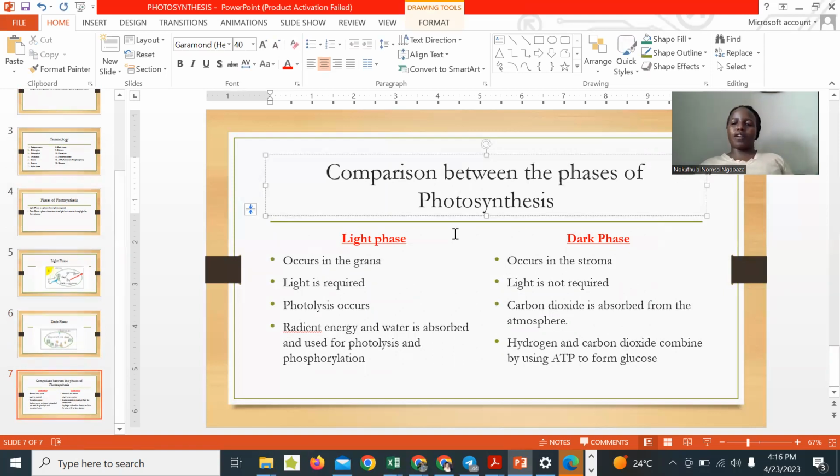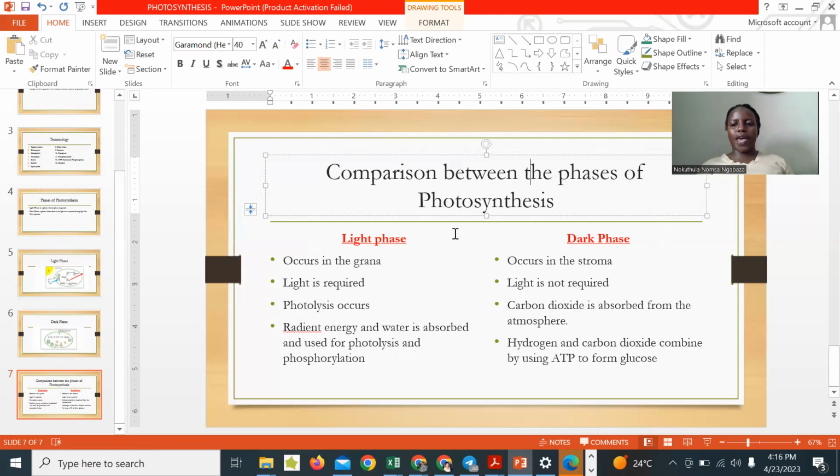So when it comes to the light phase, we say the light phase occurs in the grana. We've already specified that, and you've already seen how a grana looks, of which we said your grana is going to be a stack of the thylakoids. And then in order for your light phase to occur, you actually require light, which is something that we had already explained. And then during the light phase again, your photolysis occurs.